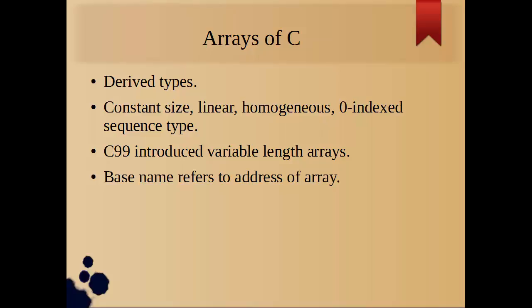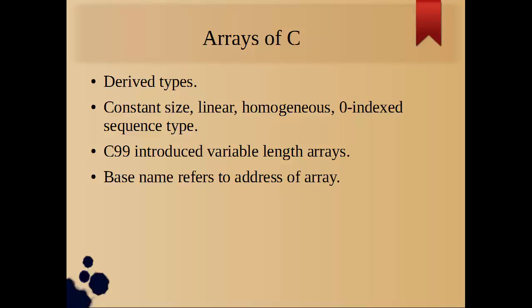C99 introduced variable length arrays. However, the length of the array should be known before declaration. The base name of the array refers to the address of the array. The way you access an array is through index, and the base name refers to the 0th index. And pointers and arrays are kind of related. We'll see how to access arrays using pointer notation when we deal with pointers. For now, we will learn how to use arrays using index notation.